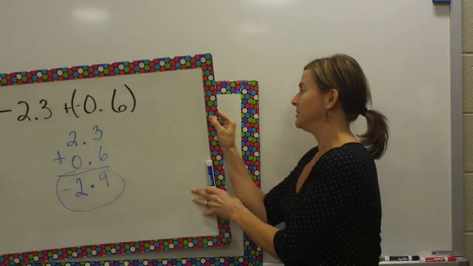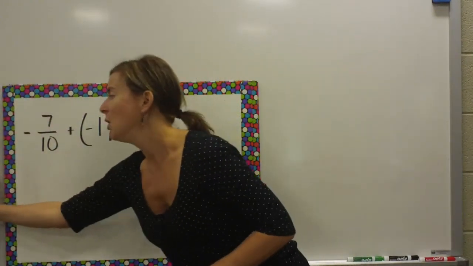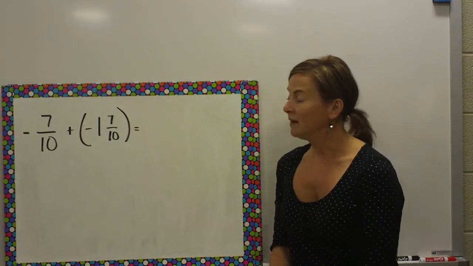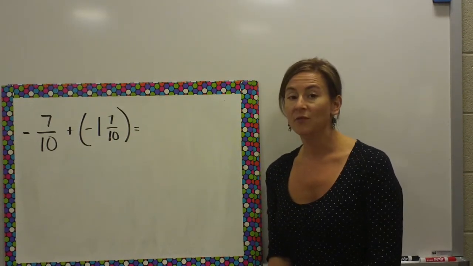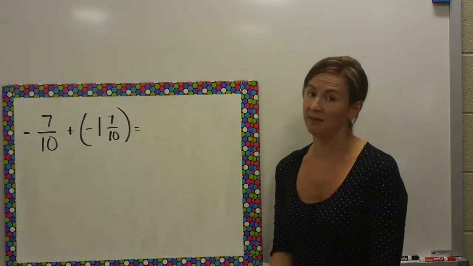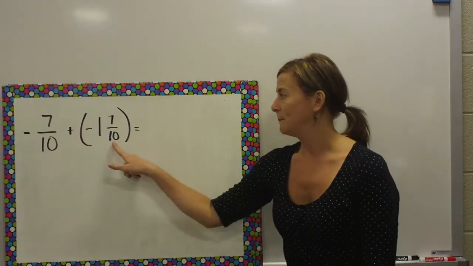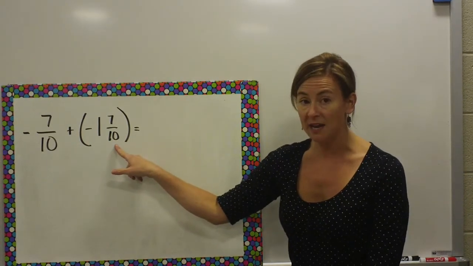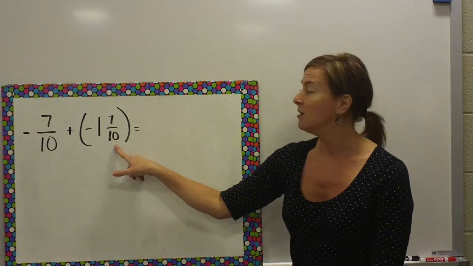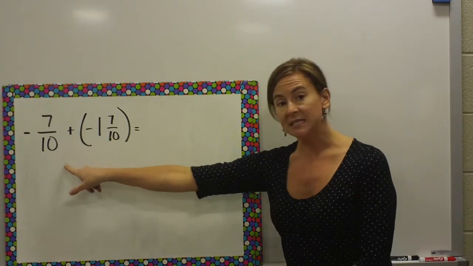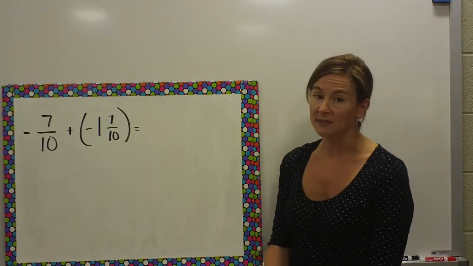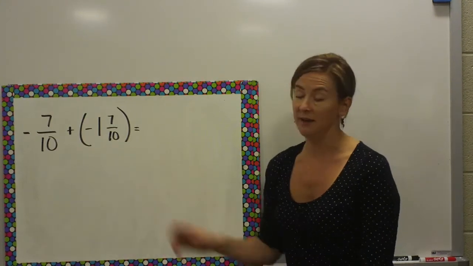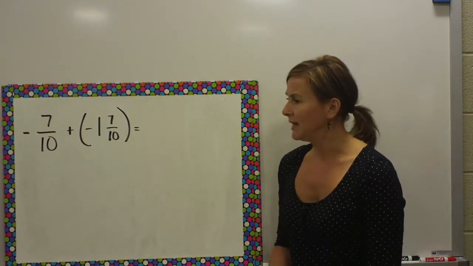If my rational numbers happen to be fractions or mixed numbers, I'm going to do things a little differently. When I add or subtract fractions or mixed numbers, the number one thing that I have to do first is take a look at the denominators. The denominators must be common. They must be the same in order for me to add or subtract fractions or mixed numbers. In this case, a negative 7/10 plus a negative 1 7/10 works out perfectly because I have the same denominator, 10. So let me go ahead and add this.